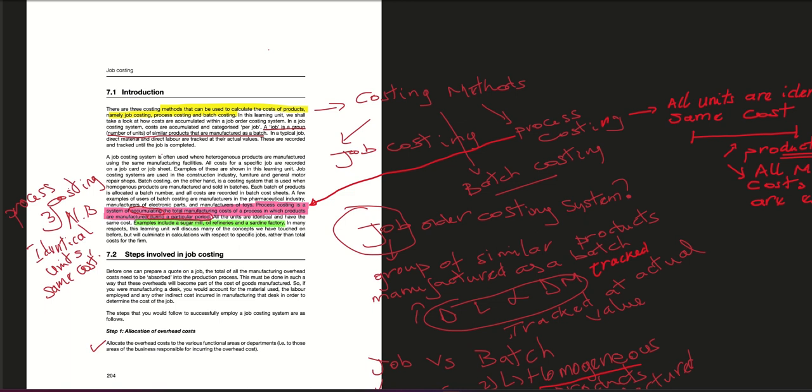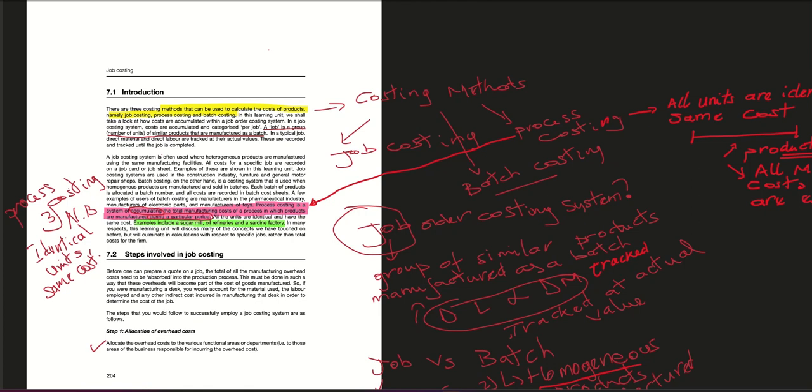There are three costing methods that can be used to calculate the cost of product. Those are job costing, process costing, and batch costing. I will leave the rest to you to read so as to see the differences between these concepts. But one thing that is important for us today is to look at what job costing is.